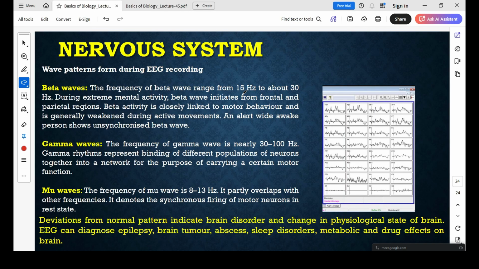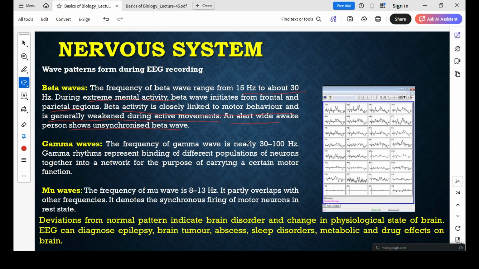Beta waves range from 15 to 30 hertz. These are very prominent during extreme mental activity, in which case they are initiated in the frontal and parietal regions. Beta activity is closely linked to motor behavior and is generally weakened during active movements. An alert, wide awake person shows unsynchronized beta activity.